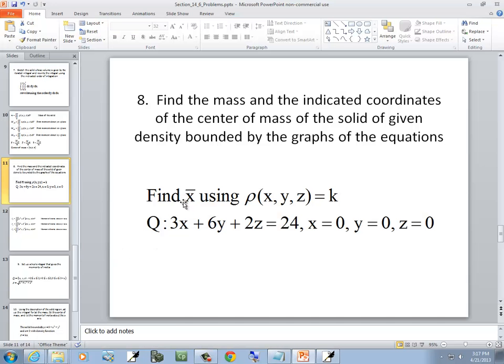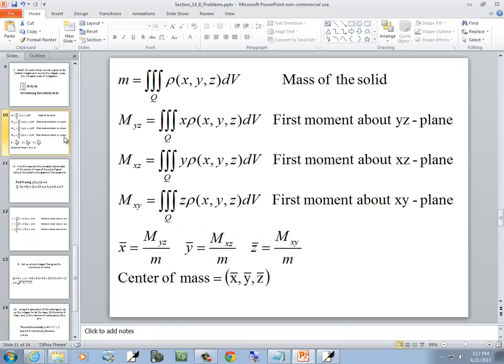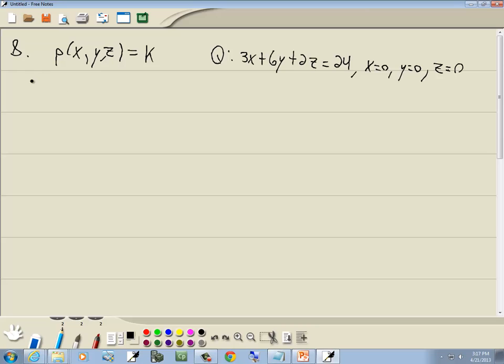And this wants us to find x bar. But in order to find x bar, we need to find m sub yz, the first moment about the yz plane, and we also need to find m, the mass. So first, let's find m.